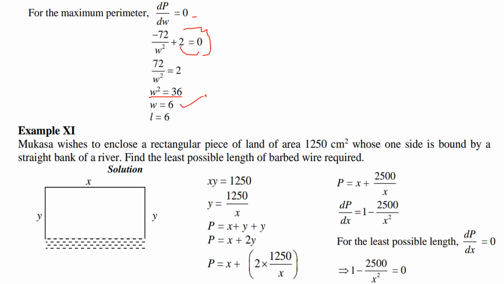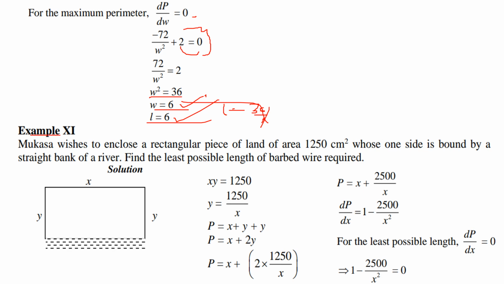And then use the expression where we made L the subject. Remember that L is equal to 36 divided by W. And therefore W is 6. So if you get that 36 divided by 6, you're going to end up with 6. So width is 6 centimeters, and then length is also 6 centimeters.